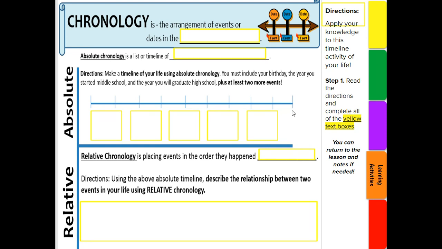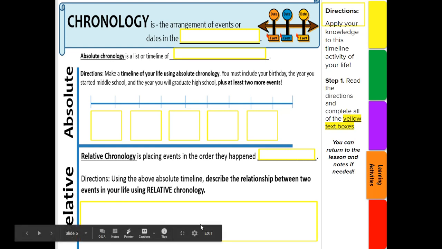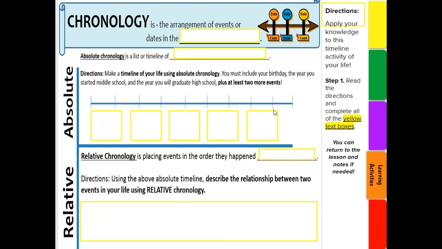For relative location, or relative chronology, I'm so sorry, the directions here, using the above absolute timeline now, you're going to describe the relationship between 2 events in your life using relative chronology. So in the box below, you'll write a short sentence that involves 2 of these dates and how they're related to each other. Either it came before or after, it was a cause and effect. It's kind of up to you and how you describe it.